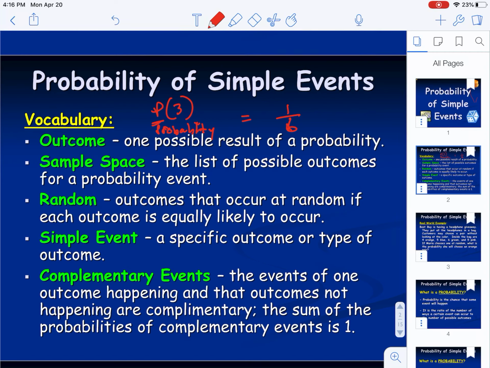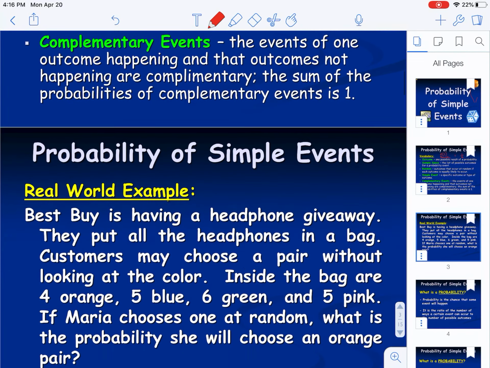Sample space is everybody. Random means it happens at random. It's not a die that's fixed, okay? A simple event just means it happens one at a time. And let's not worry about that other one.